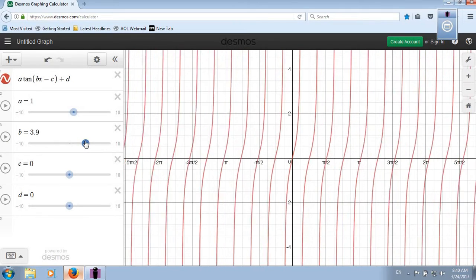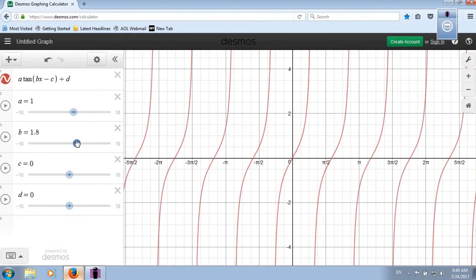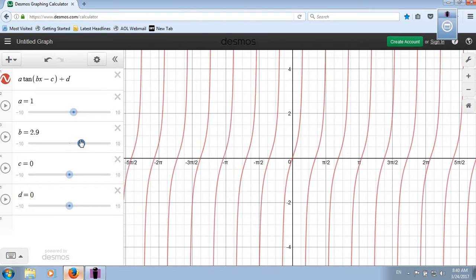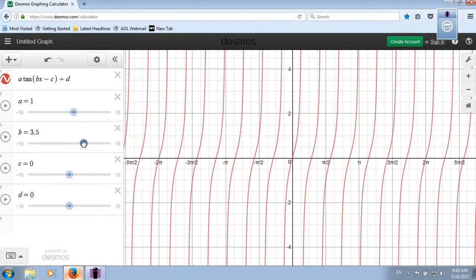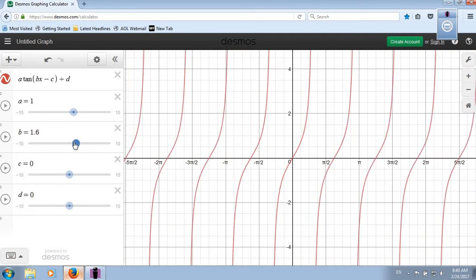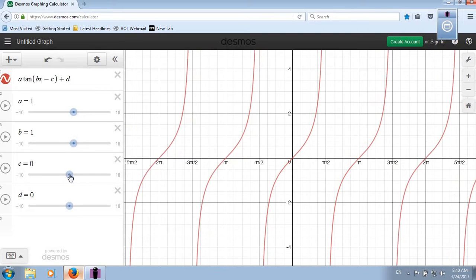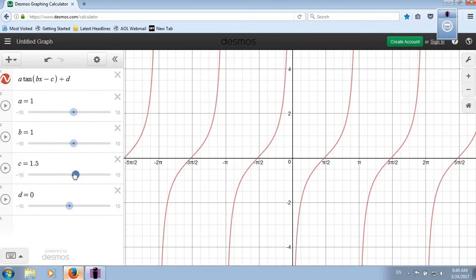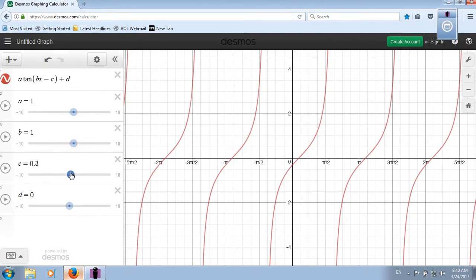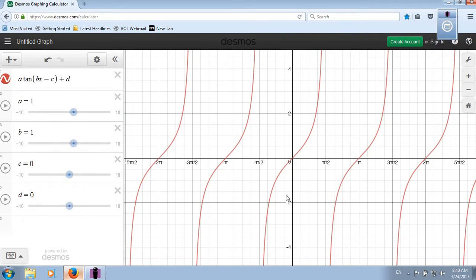As you can see, we can increase the frequency a lot by increasing b. But when we increase b, it not only compresses the graph, it also changes the position of the asymptote. The position of the asymptote changes with B, but it also changes with C. So C and B work together to determine the position of the vertical asymptotes.